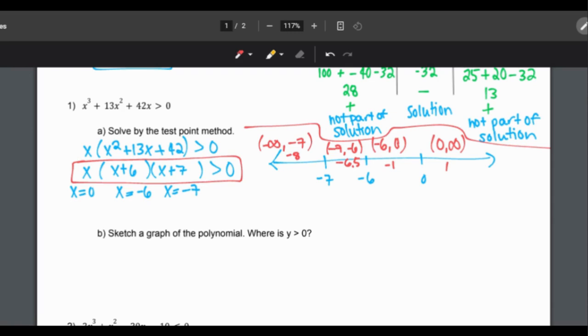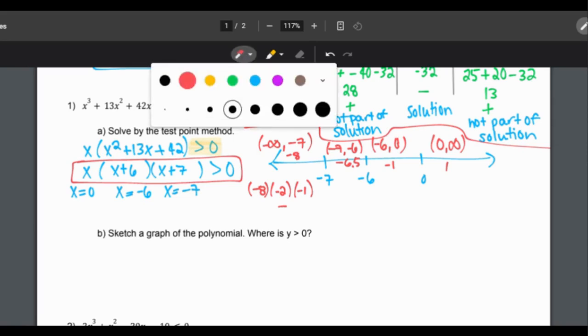So if I plug in -8, -8 plus 6 is going to give me -2. -8 plus 7 is going to give me -1. So I don't even really have to figure out the actual solution. I just need to know, is it positive or negative? I know negative, negative, negative is going to give me negative. All right, well, what are we looking for in our final solution? We need something that's greater than 0. So we're looking for positive. All right, so this would not be part of my solution set.